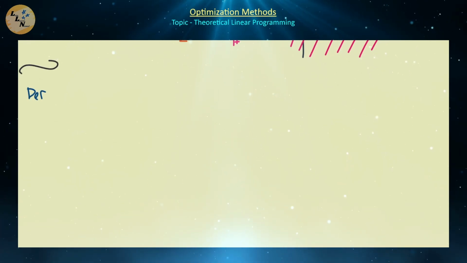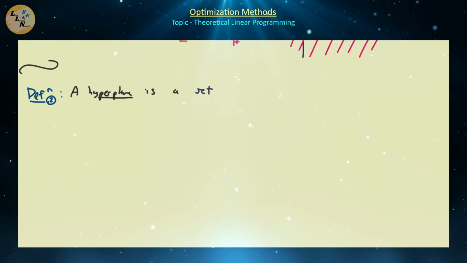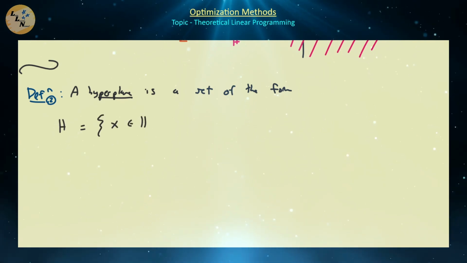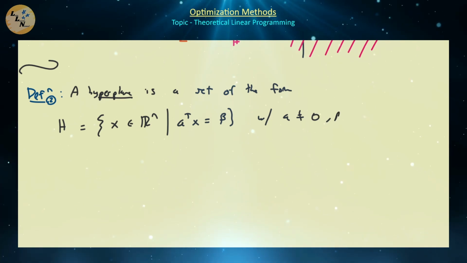Now let's define another term that you may have encountered in, say, pre-calculus. So definition number 2, a hyperplane. A hyperplane is a set of the form H equals x, again, belonging to some vector space Rn, such that A transpose x is equal to beta, with the restriction that A is not the zero vector and beta is a real number.